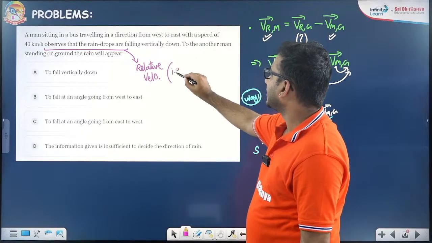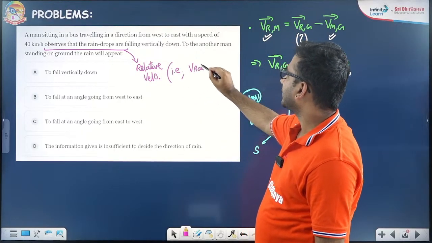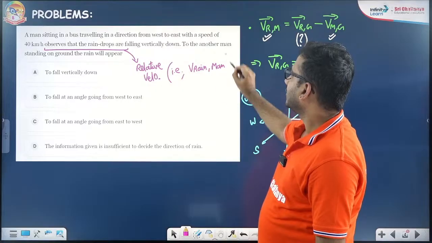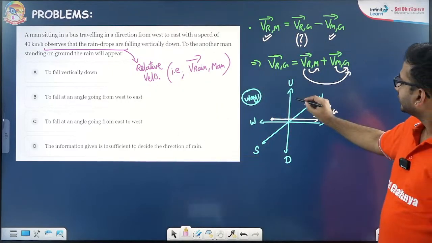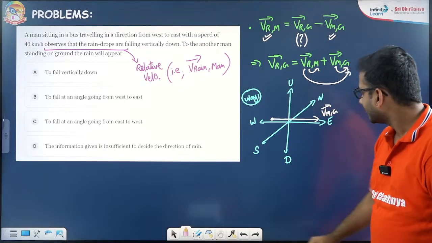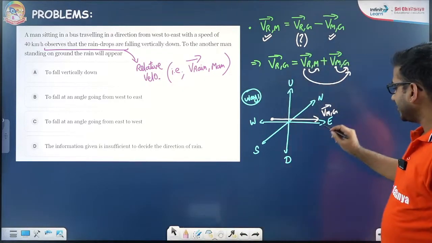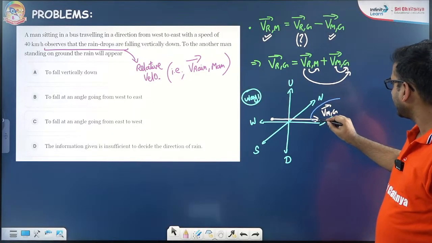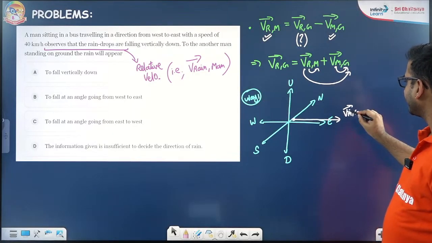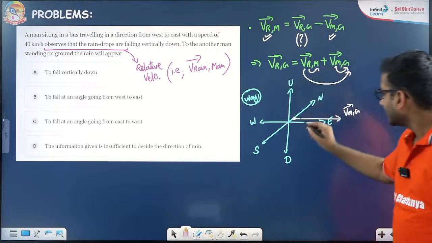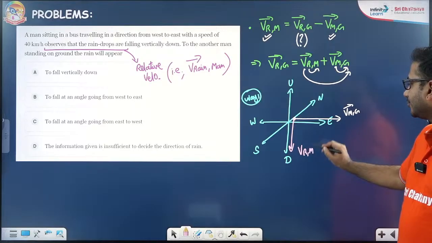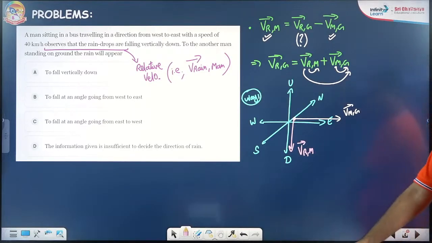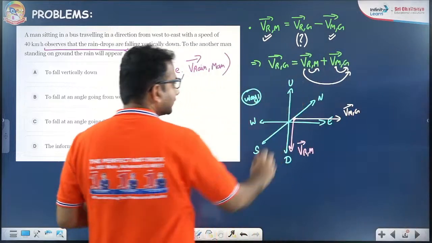That is, you will say velocity of rain with respect to man, vector. So I will draw this as it is, down, right? Let me represent everything from the origin. And this is the velocity of rain with respect to man. Fine. And we need to find its vector resultant.